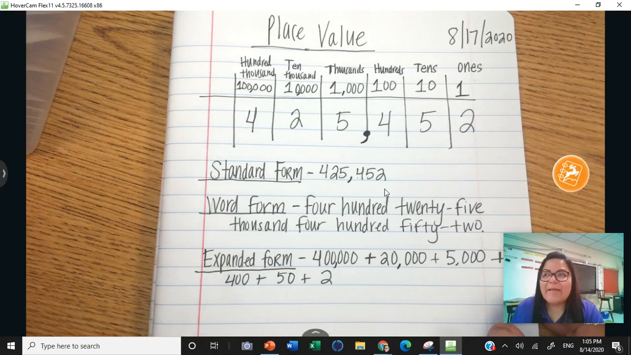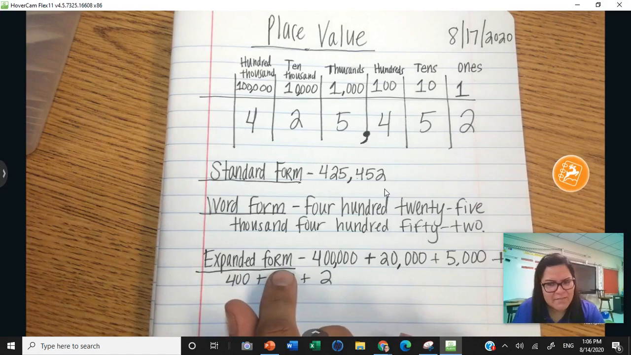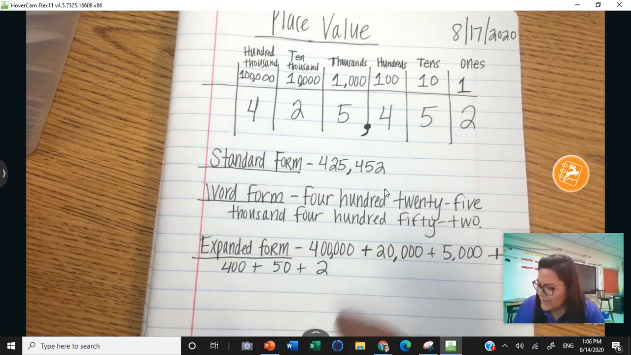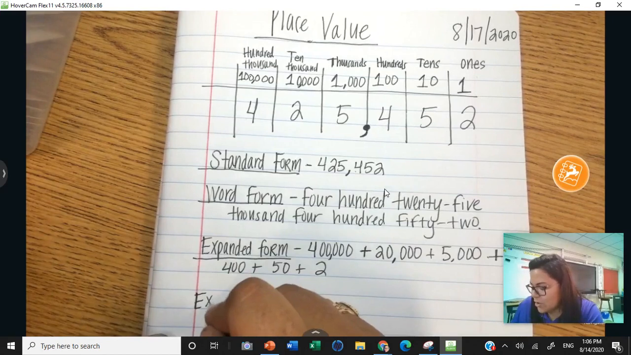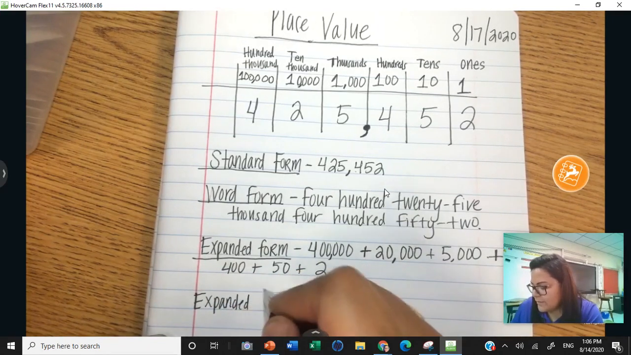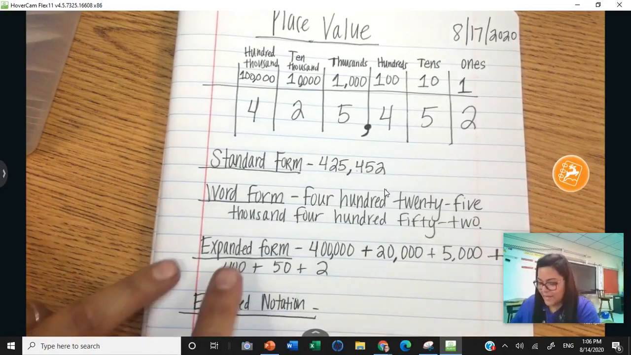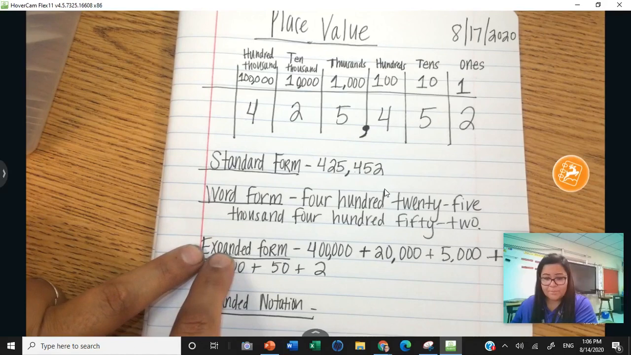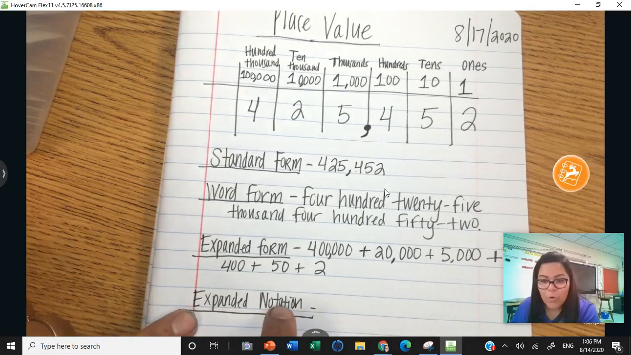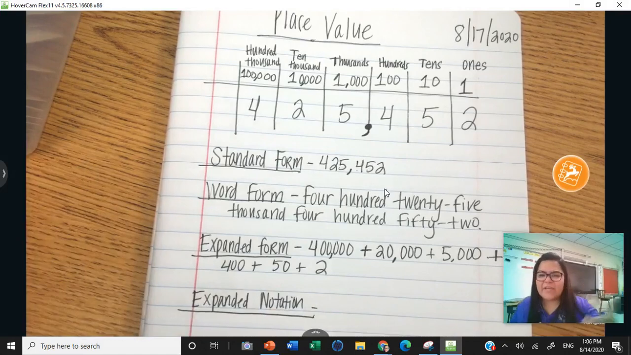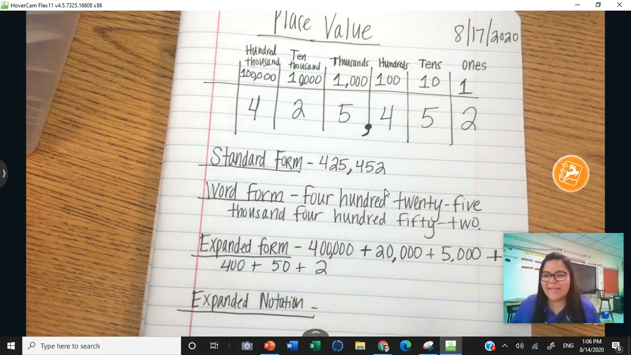Okay? Expanded notation. That sounds similar to expanded form, Ms. Chavez. It does. Let's write it down, okay, so that you know. This one is called expanded notation. Okay? Yes, it has the same word as expanded form, but this one does not have form. It has notation. Practice saying it, say it out loud. Expanded notation. Now your turn. I think I hear you. Expanded notation. Very good. Let's keep going.